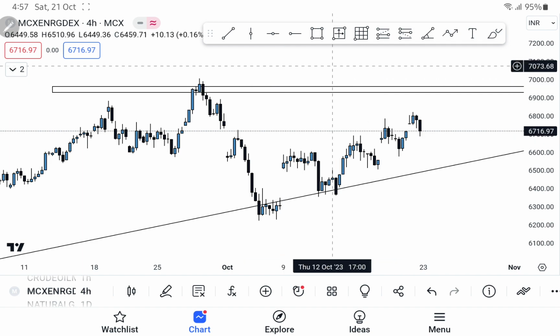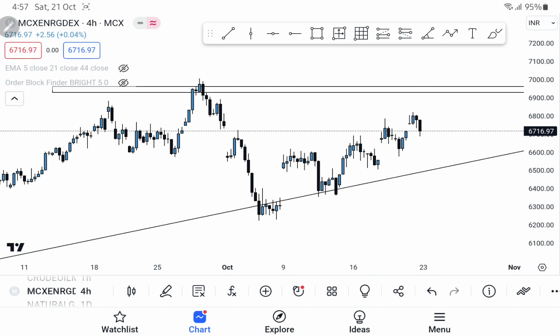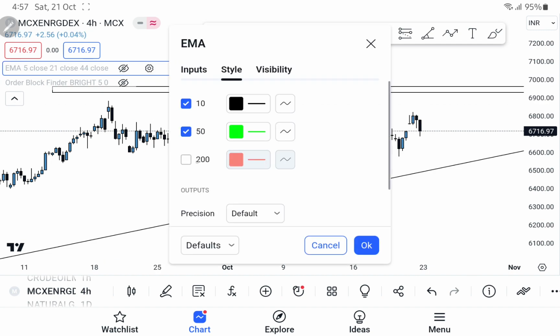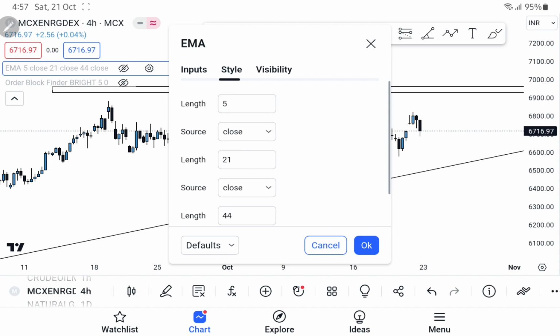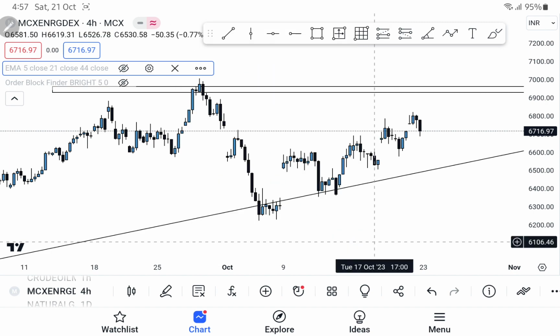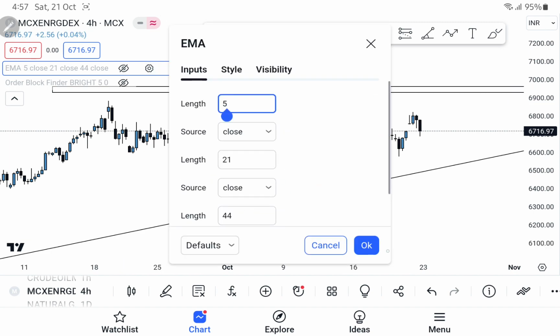Here I'm going to take help of two indicators. I basically don't use them, but beginners can use it. So here we have this EMA. I will go to this. What all EMAs are here? 21 and 44, which is more than enough for me. I will plot it. Just a minute, let me just change it here.